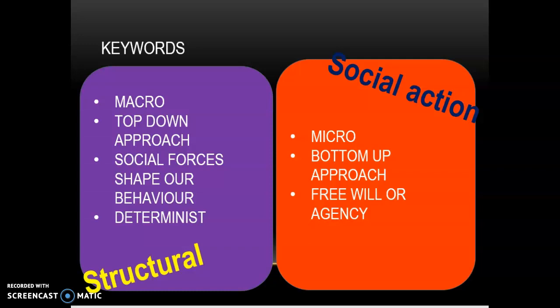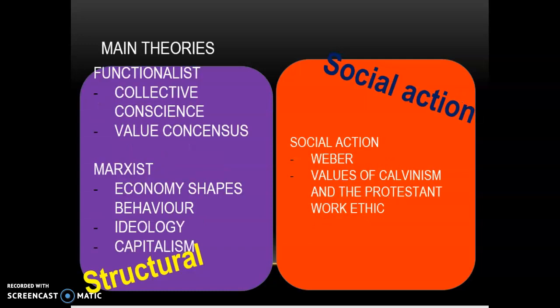individual behaviour. Whereas our social action theories aren't interested in the large-scale explanations. They're looking at it on a micro level. This is a bottom-up perspective that explores how society is created by individual behaviour, their actions and their interactions. So instead of social forces shaping our actions, individuals have something that we call free will or agency. So who are our main theories then?